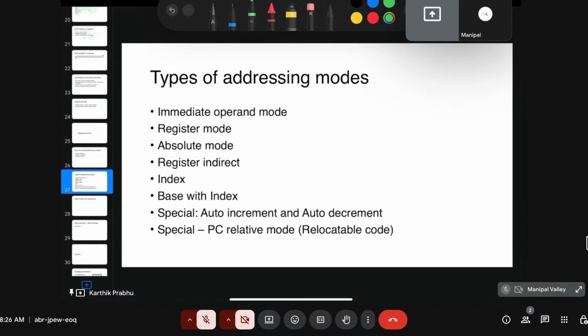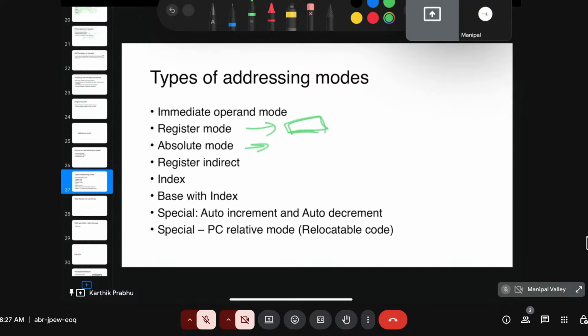The problem with immediate operand is if an instruction is fixed to a small number of bytes, like 4 bytes, then we can only have a small number as our immediate operand, maximum say 65,000, something like that. We can't have more than that. Register mode is the normal mode where we always store everything in registers, and we do addition using registers itself.